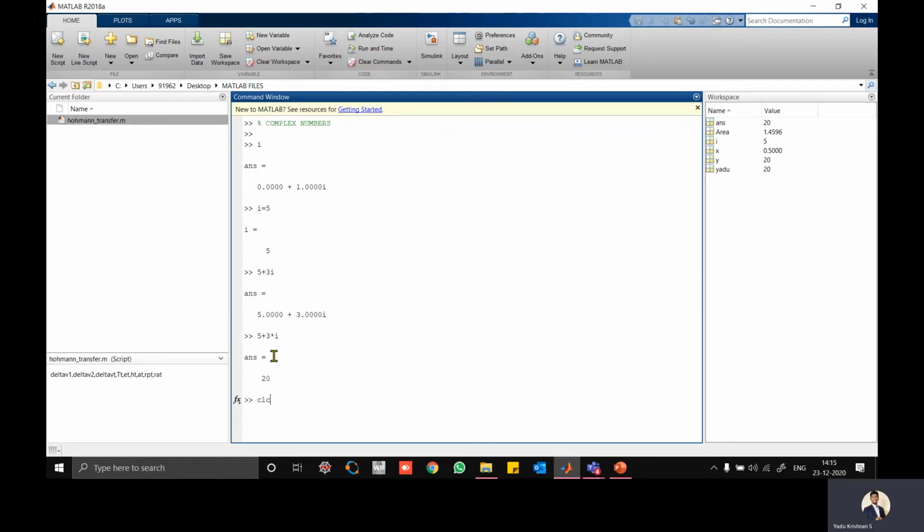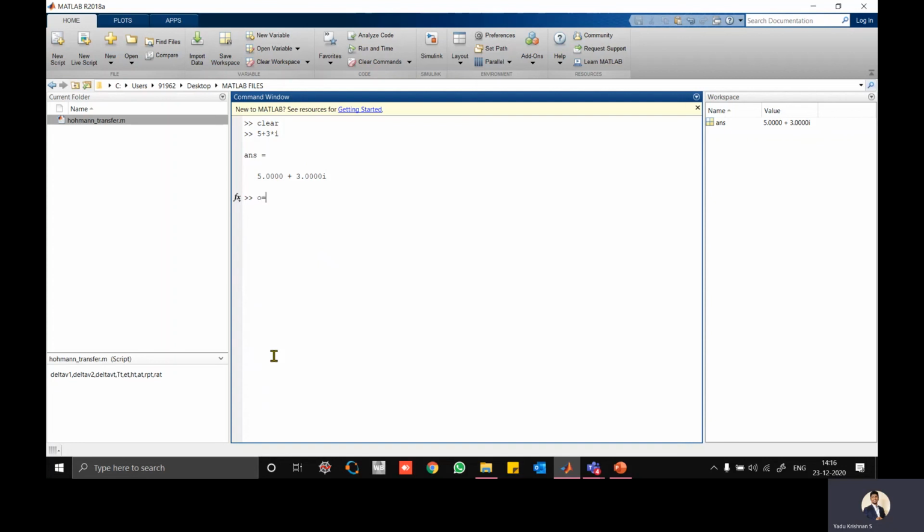Okay, I'll just clc, clear everything and clear the workspace also, because I don't know what the i value is. Let's take 5 plus 3 into i. Look, because we did not define the value of i anywhere, that will automatically be considered as the complex number root minus 1, the complex i only.